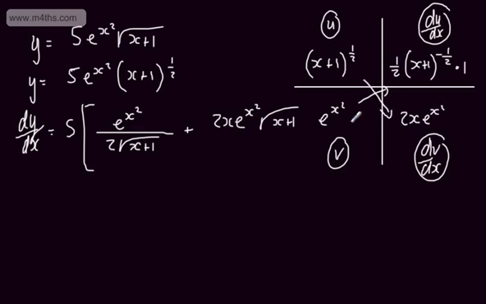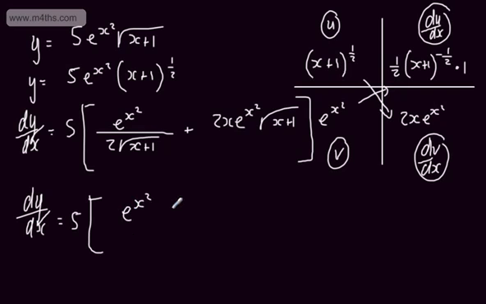So all I'm doing now is multiplying these two and rewriting it. Okay, let's now get a single simplified fraction. So what we've got then is dy by dx will be 5 lots, and I'm going to combine these fractions. So the common denominator now is 2 the root of x plus 1. So e to the x squared plus now we're going to have 2x e to the x squared, and then we're going to have the root of x plus 1 multiplied. All of this is going to be multiplied by 2 lots of root of x plus 1.